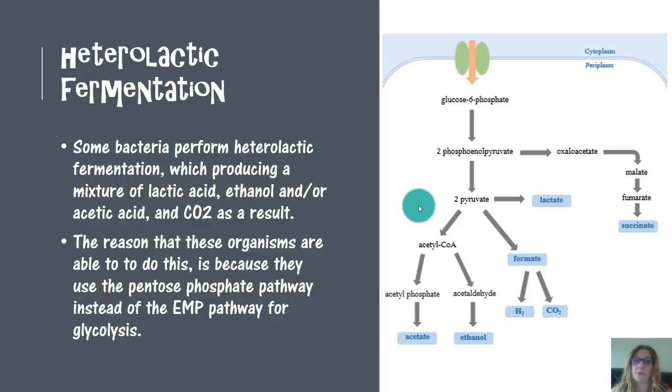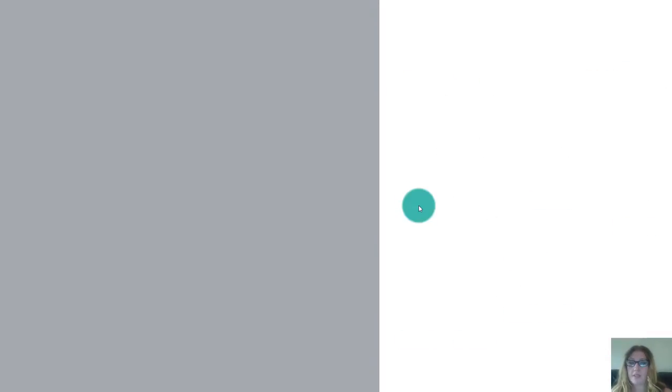And there's even heterolactic or mixed fermentation. Some bacteria perform heterolactic fermentation, which involves producing a mixture of lactic acid, ethanol, and or even acetic acid and carbon dioxide as a result. The reason that these organisms are able to do this is because they actually use the pentose phosphate pathway instead of the EMP pathway for their glycolysis. So we can see here that we're going to get all sorts of things. We see succinate, we see lactate, formate, ethanol, and acetate.